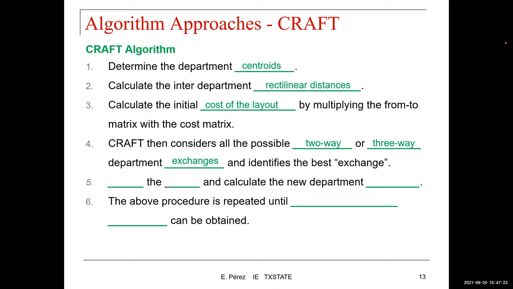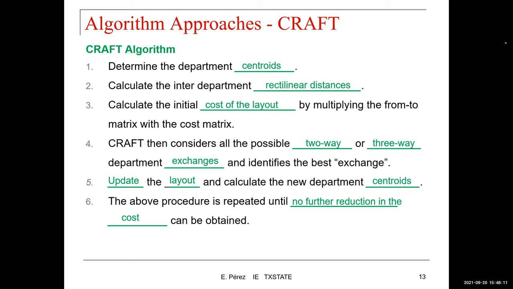Start, compute the distances. We know we have a benchmark. Then we start doing the pairwise exchanges. We compute the cost for each one of those exchanges. We find if any of those exchanges is giving you a better cost, let's say a cheaper cost than the benchmark. If that's the case, then you keep that exchange, you update the centroids, and then you go back and try another set of exchanges, and you will stop until no better solution can be found. So we update the layout and calculate the new department centroids. The above procedure is repeated until no further reduction in the cost can be obtained.